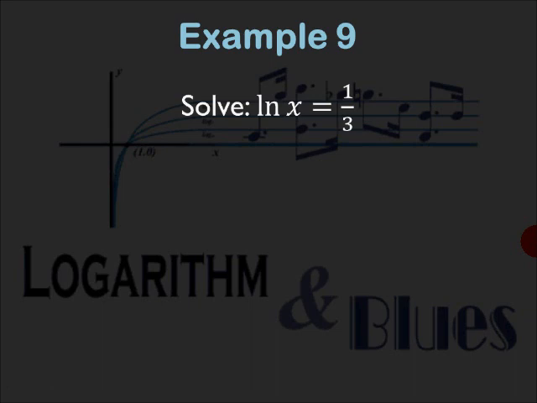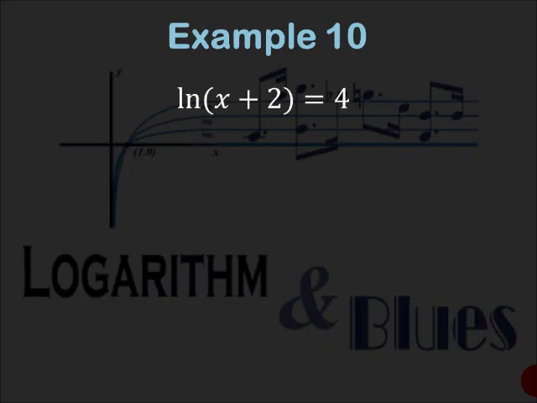Alright, we have some equations. Natural log of x equals 1/3. Now, how do we get rid of the natural log of x? Remember the inverse. The inverse is e to the natural log of x. So you're going to take e to the power of both sides. E to the natural log of x equals e to the 1/3. So e to the natural log of x, since they're inverses, just gives you x. X is e to the 1/3 power.